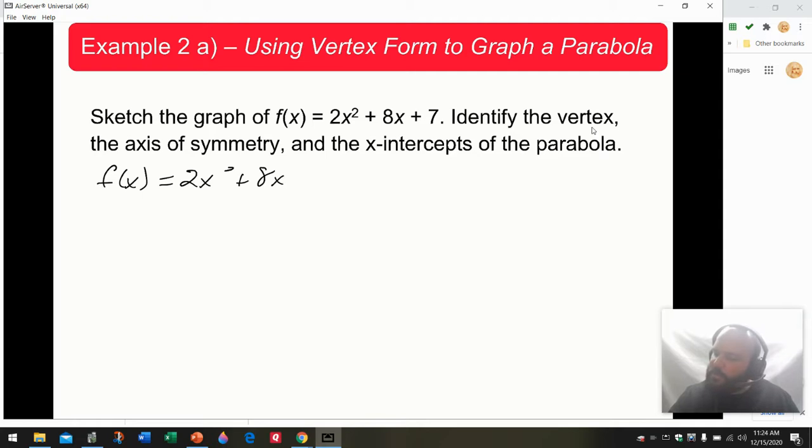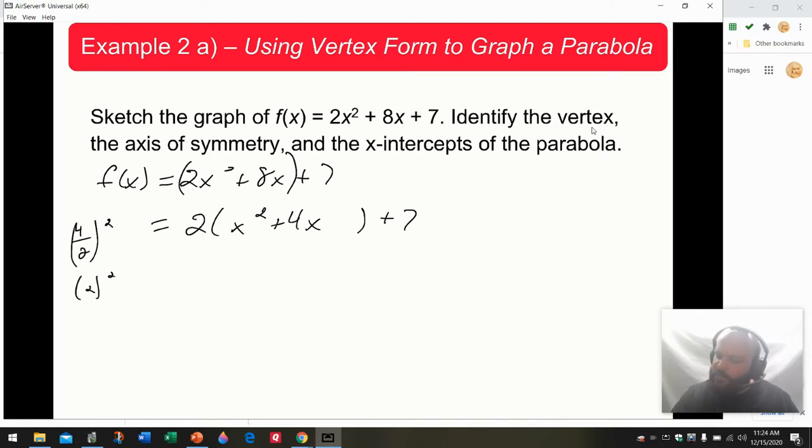So what you see me doing is writing the equation first. I'm then going to group the x terms together. I'm going to factor out the 2, as you all should know how to do. I'm going to leave a space and then put my plus 7 right there. The new b that we have is 4. So we do b over 2, the quantity squared, which is 2 squared, which is 4.